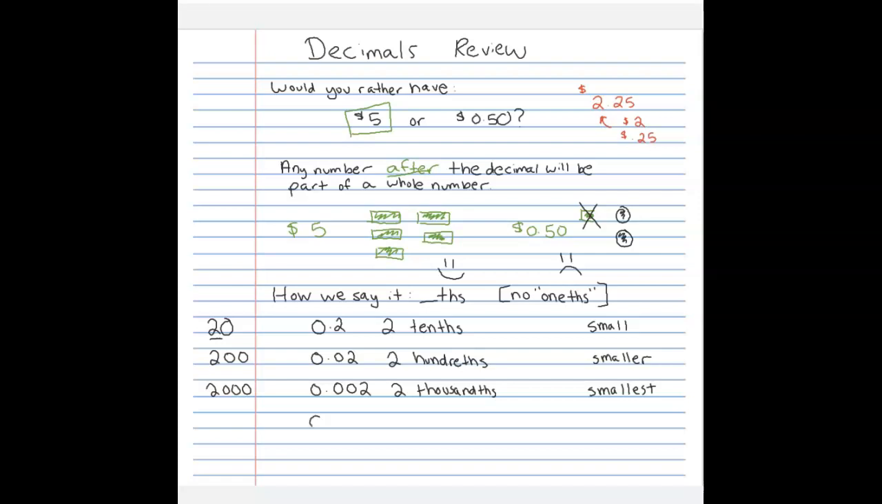And if I were to write 0.0002, it helps if I put the decimal right here. Well, it's 2 ten-thousandths. That's going to be smaller than my smallest. So I'm not even going to worry about that. But you get the idea. The more zeros I put in the decimals, the smaller the number is going to get.